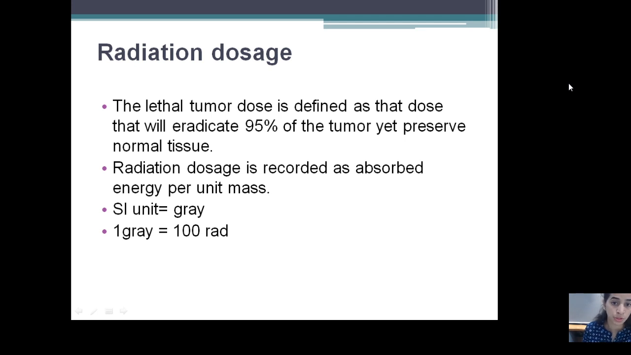So the radiation dose is recorded as absorbed energy per unit mass, and the SI unit of this dose is gray. Previously we were using rad as a radiation therapy dose unit, but nowadays we are using gray. So 1 gray is equal to 100 rads.